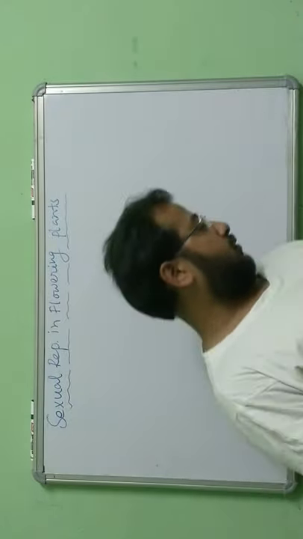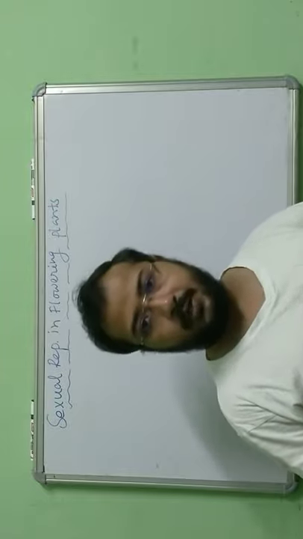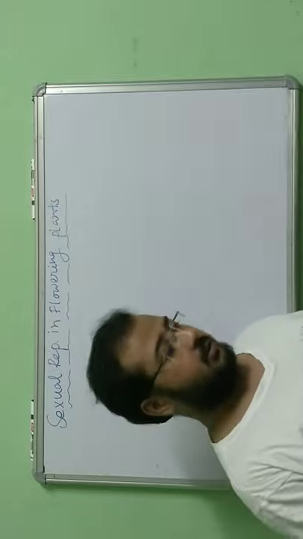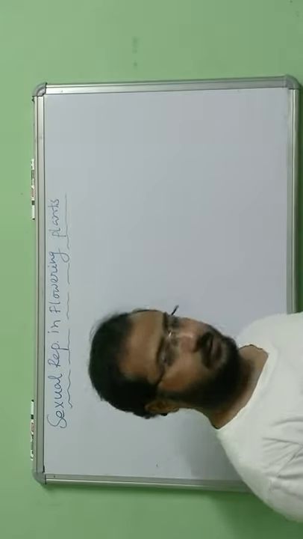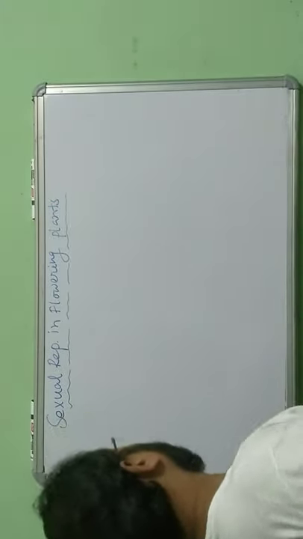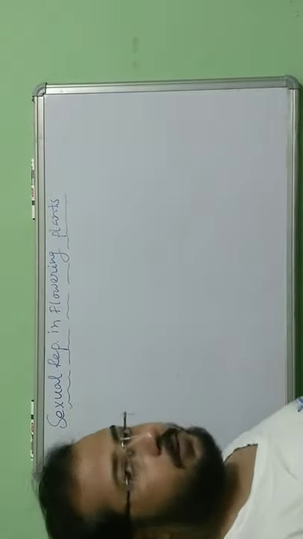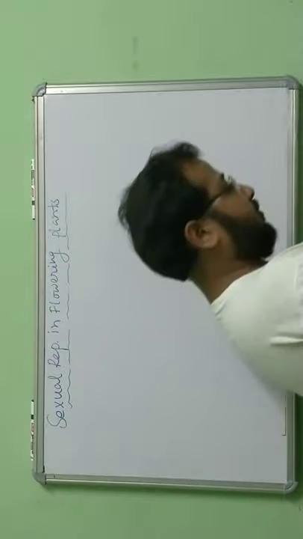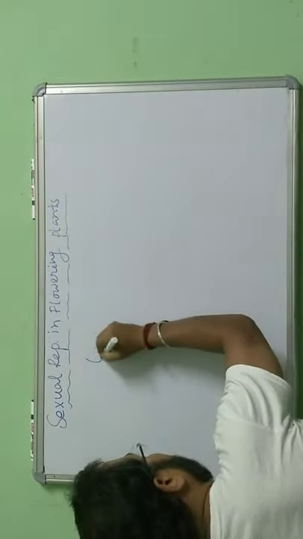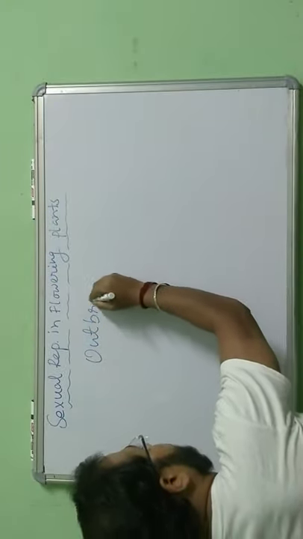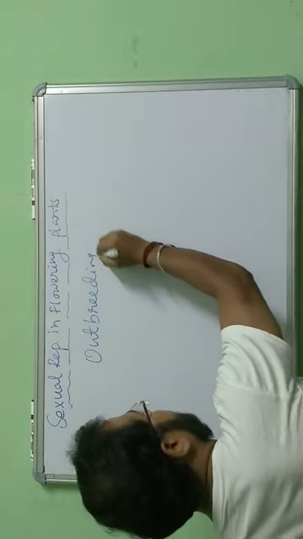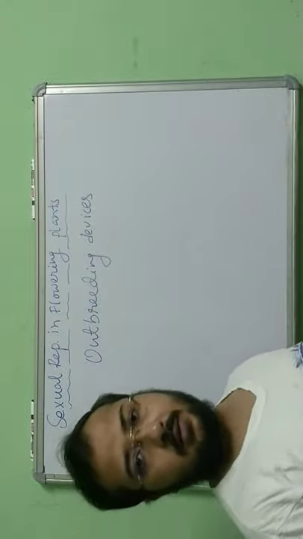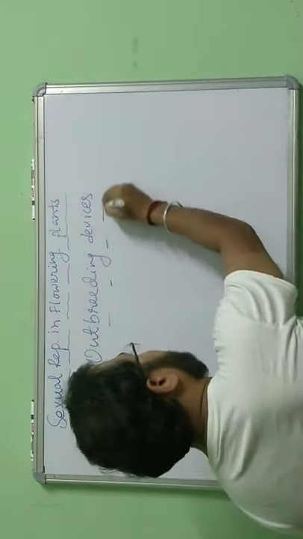So again, as usual, sit with your copy and pen. Note down all the important things. It is going to help you a lot. The topic that I'm going to discuss today first is outbreeding devices. The outbreeding devices is a very important topic here.